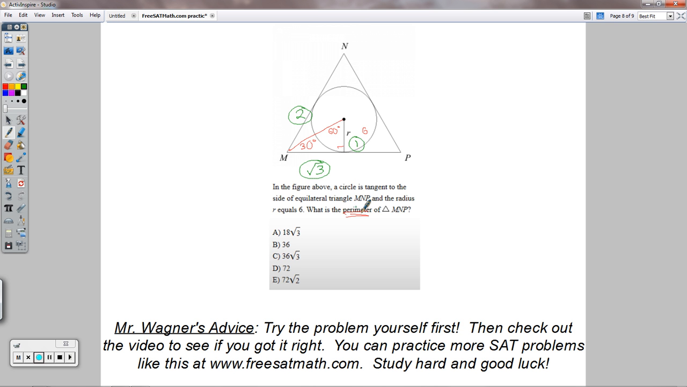We're trying to figure out what the perimeter of MNP is. So what's the point of doing all this, Mr. Wagner? Where are you taking us with this? Hold on. We're almost there. So do you see this? This is 6. Do you see this? 1 to rad 3 ratio.